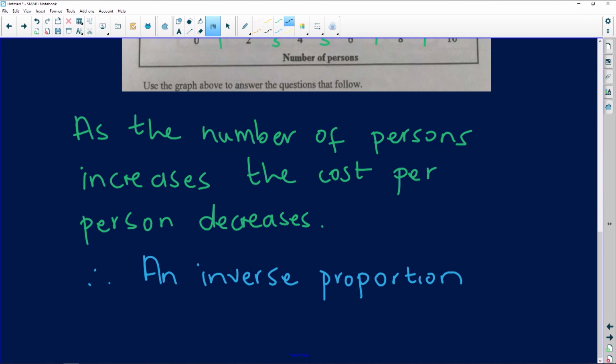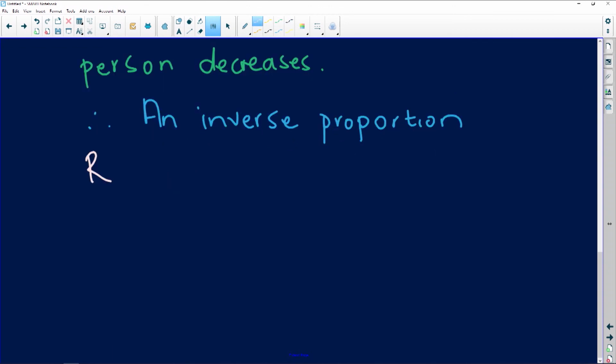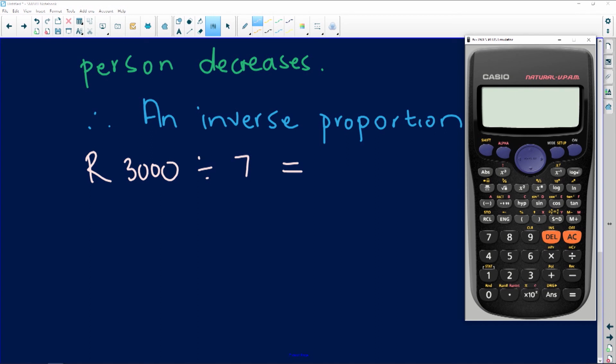So the next question says to us, calculate the amount each person will pay if 7 friends hired the truck. So we know that the truck is 3,000 Rand. So what do we need to do to calculate the amount? How do we do that? We divide that 3,000 by 7. So let's go down. 3,000 Rand divided by 7. You can do that by head if you want. Wouldn't advise that. 3,000 Rand divided by 7.